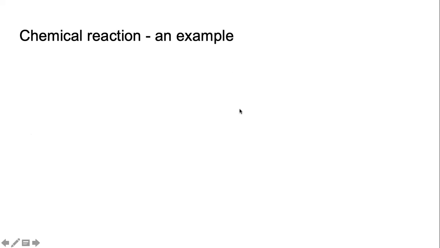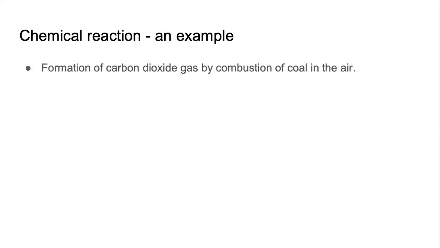So let us understand this with an example. Example from your textbook. Formation of carbon dioxide by combustion of coal in the air. Now, does it sound like English or does it sound like science? Science in English. Formation of carbon dioxide gas by combustion of coal in the air. What is combustion? Do you remember? There is an easier, smaller word for combustion.